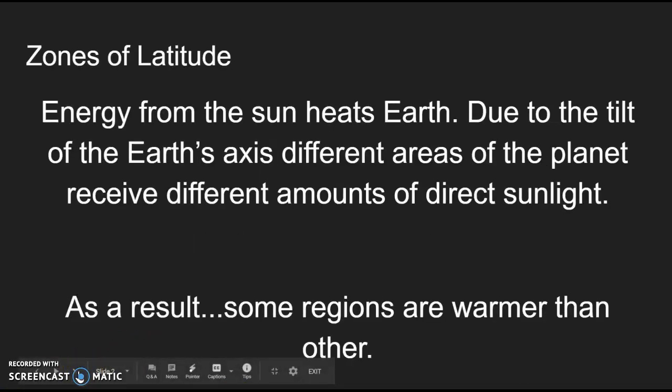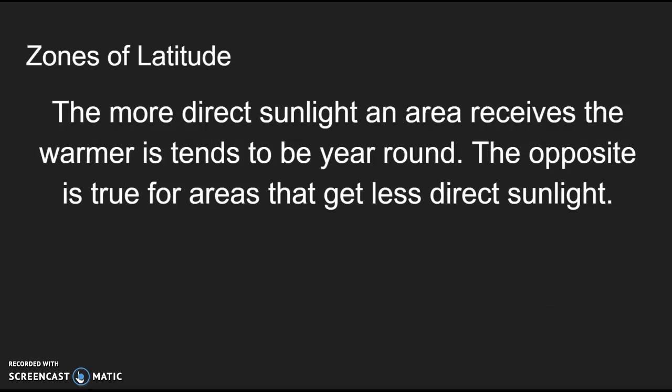Okay, so let's first talk about why we have zones of latitude. And really it comes from the fact that energy from the sun heats up the Earth, and due to the tilt of the Earth's axis, different areas of the planet get different amounts of direct sunlight. And therefore, as a result, some regions are warmer than others. The areas that get more direct sunlight tend to be warmer, the areas that don't tend to be colder.